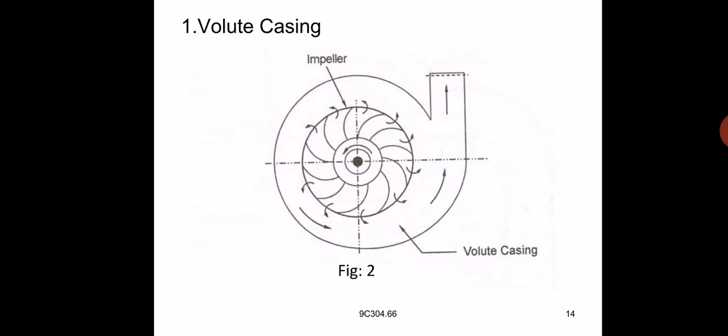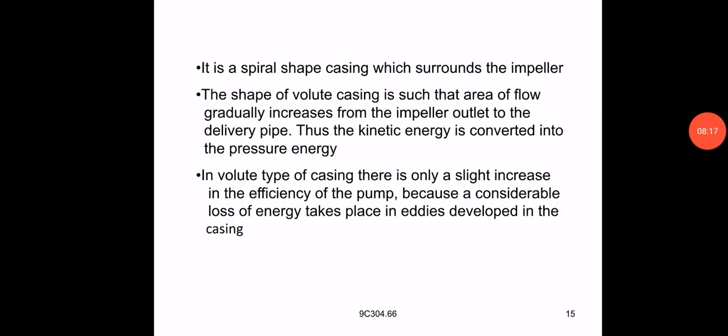When we use the volute casing, the pump has less efficiency because more eddies are developed in this type of casing. It means the loss of energy is more when we use the volute casing in a pump. In the volute type of casing, there is only a slight increase in the efficiency of the pump because a considerable loss of energy takes place in the eddies developed in the casing, because the gradually increasing area is large. Due to this, more eddies are developed in the casing.